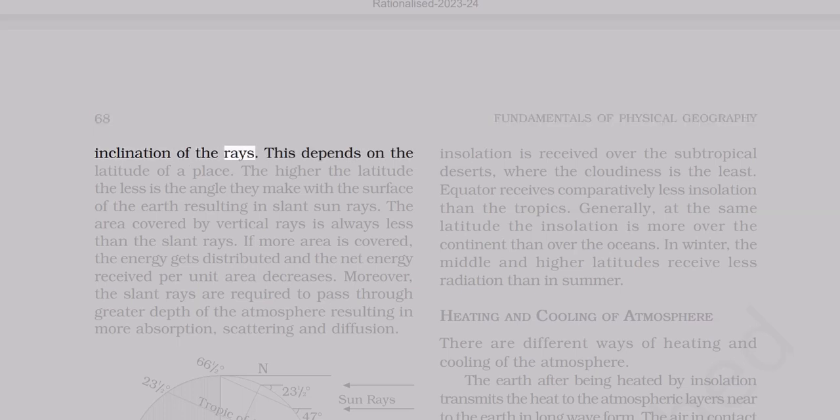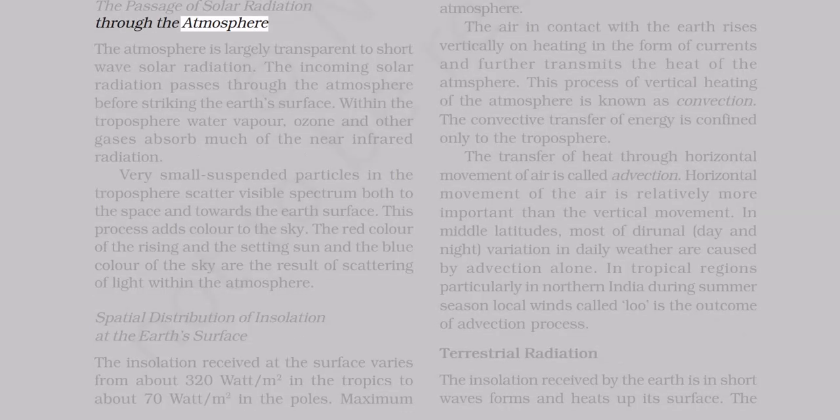Inclination of the rays. This depends on the latitude of a place. The higher the latitude, the less is the angle they make with the surface of the Earth, resulting in slant sun rays. The area covered by vertical rays is always less than the slant rays. If more area is covered, the energy gets distributed and the net energy received per unit area decreases. Moreover, the slant rays are required to pass through greater depth of the atmosphere, resulting in more absorption, scattering, and diffusion.